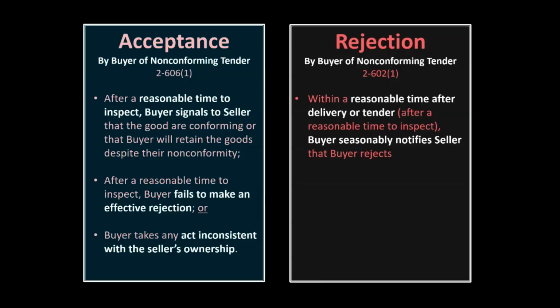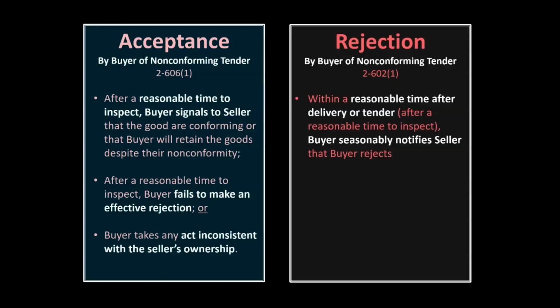Paying for the goods is not listed as a form of acceptance under 606 subsection 1. Recall that we said the default rule under Article 2 is that payment is due when the goods are accepted by the buyer, after the buyer has had an opportunity to inspect the goods. But the parties may in their contract agree that the buyer must pay the seller in advance, before the buyer has had the opportunity to inspect the goods.